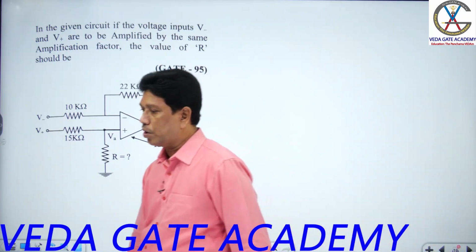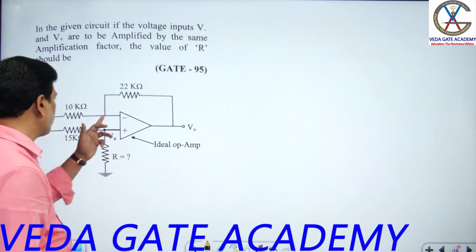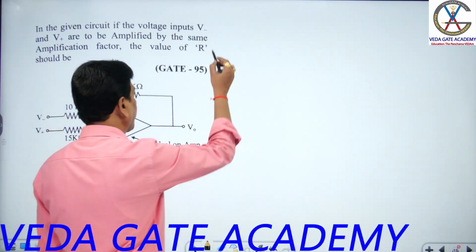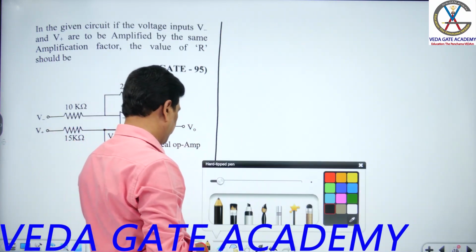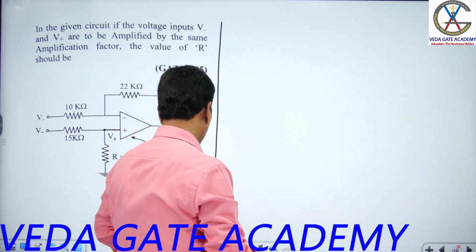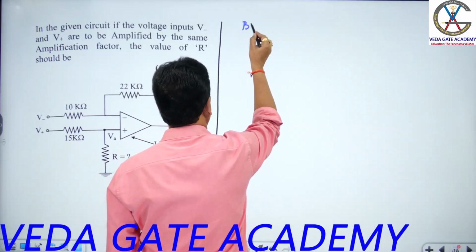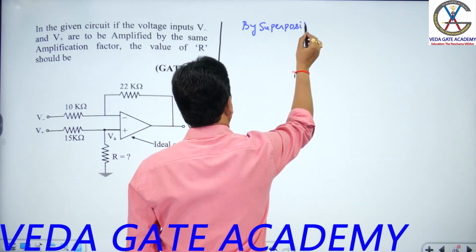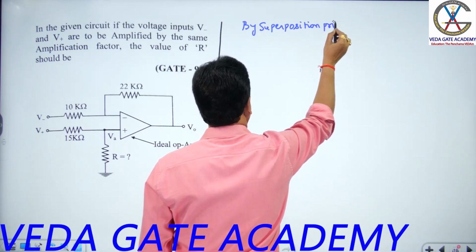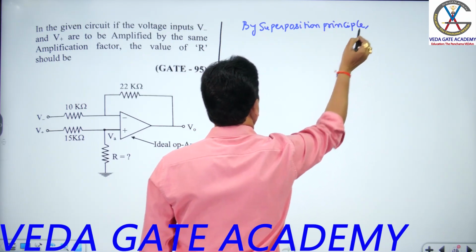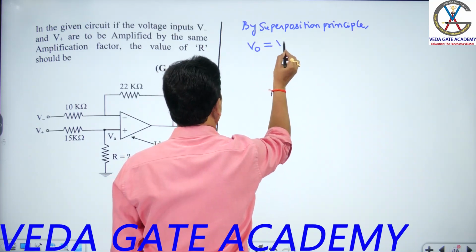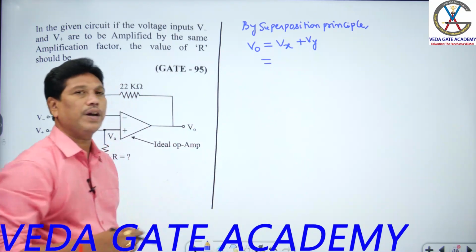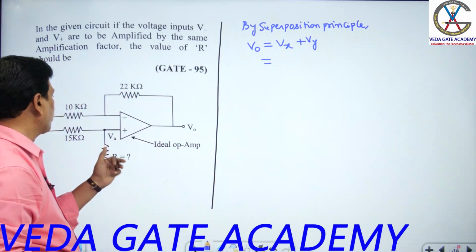Sir, here you observe the op amp is in closed loop mode and signals are applied to the two inputs. By the superposition theorem, first I indicate the output. After that you can examine it. By the superposition principle, I write the expression for output: V0 equals Vx plus Vy. Confirm, students?